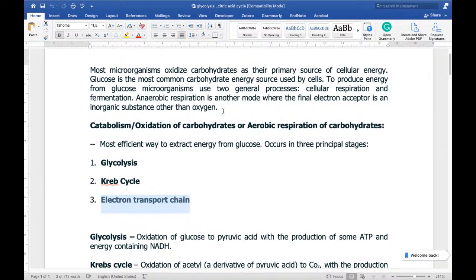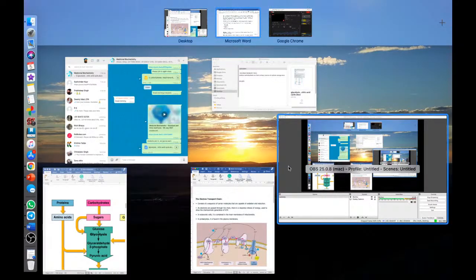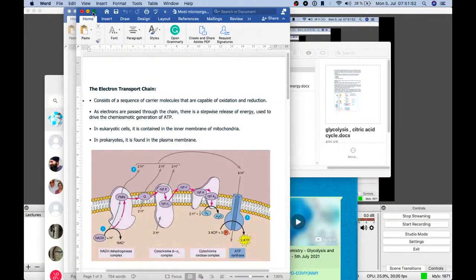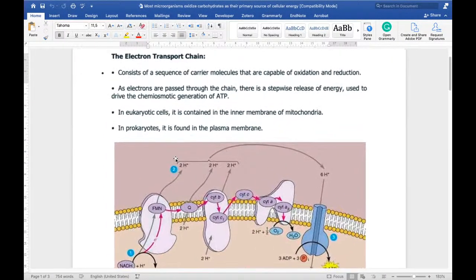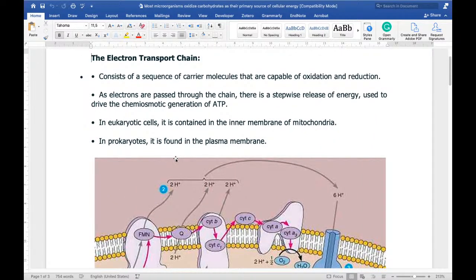So this is the last part, the electron transport chain. Basically, there are many complexes here that play a role, and these complexes together play a very essential role, and together they function in a very nice manner. Only then can we see the results, right?